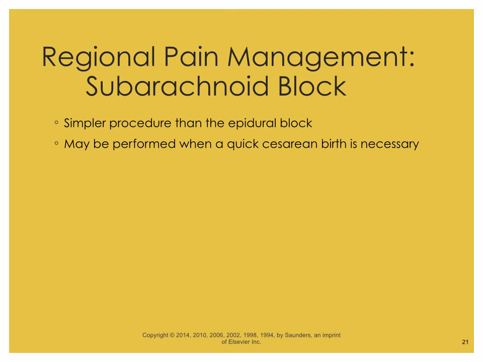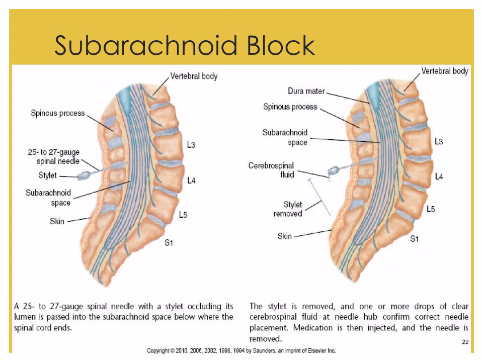Regional pain management, subarachnoid block, simpler procedure than an epidural block, and that has to do with the threading of the catheter. Catheter placement is seen in an epidural block, not seen in a subarachnoid block. May be performed when a quick cesarean birth is necessary. So again, another indication for this type of medication would be a cesarean section. And we can see a little bit of the differences in the visualization in slide 22 of 31.